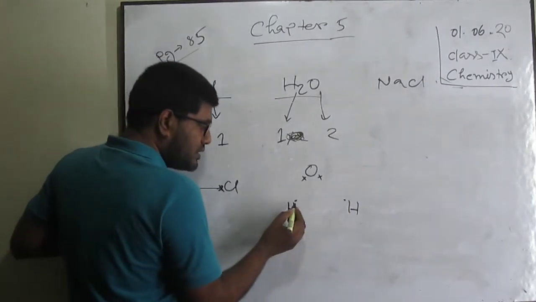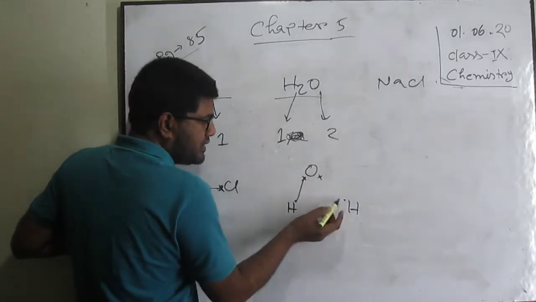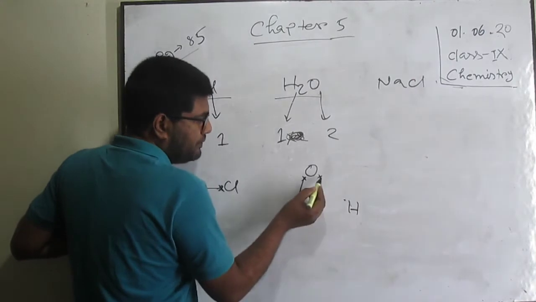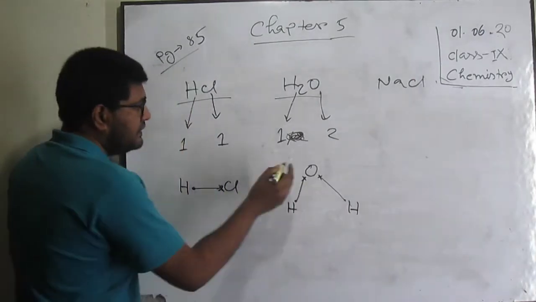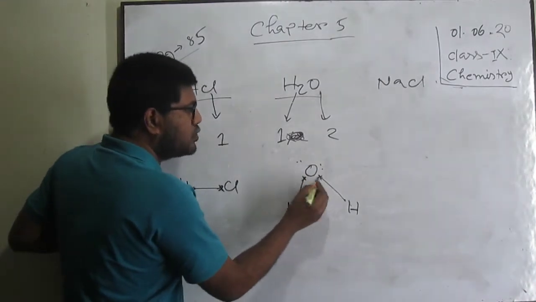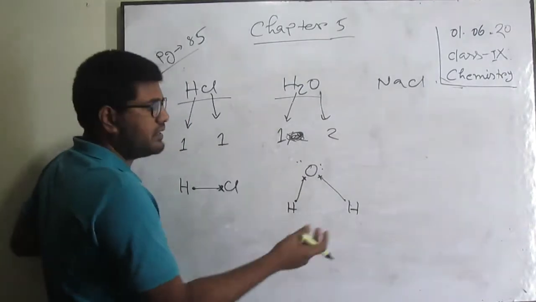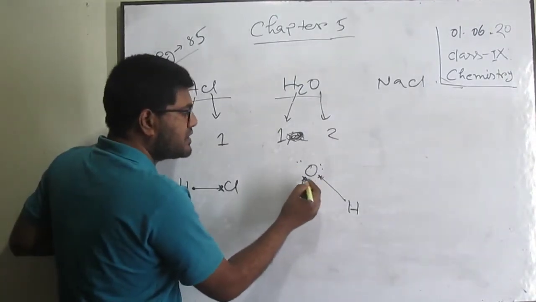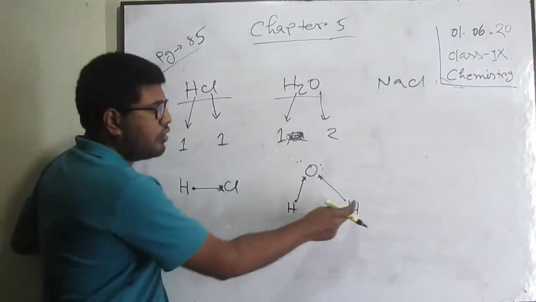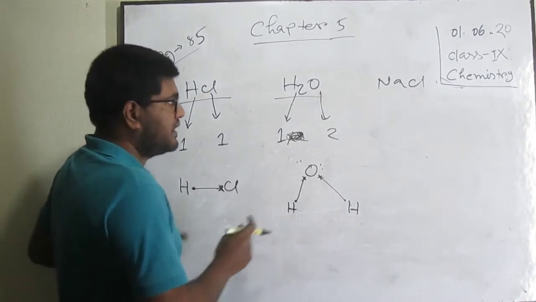The valency of 1 hydrogen is 1, making a bond with the oxygen atom, and the valency of this hydrogen is 1 also. So here 2 electrons of oxygen are used to make bonds with hydrogen atoms to make water. That's why the valency of oxygen is 2 and the valency of hydrogen is 1. Individually 1, combined 2 for 2 hydrogen atoms.